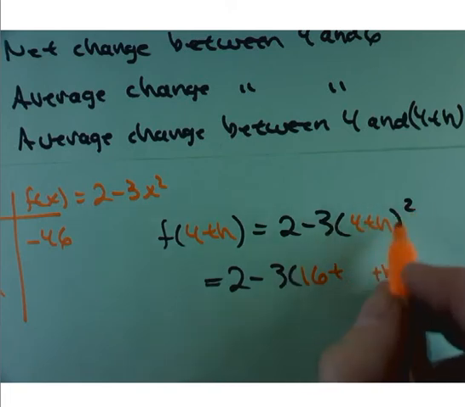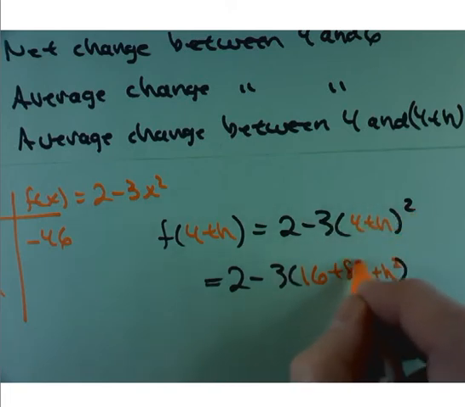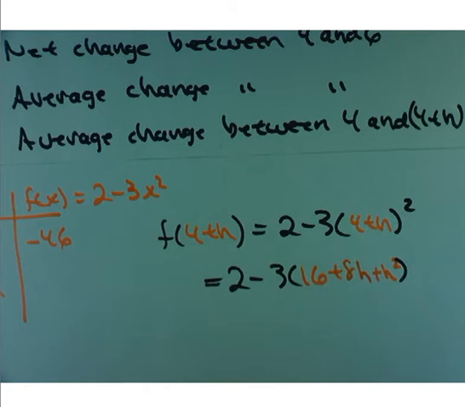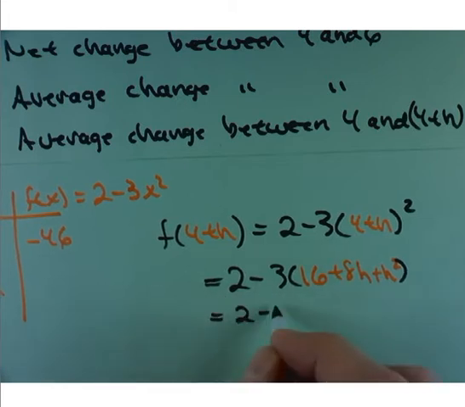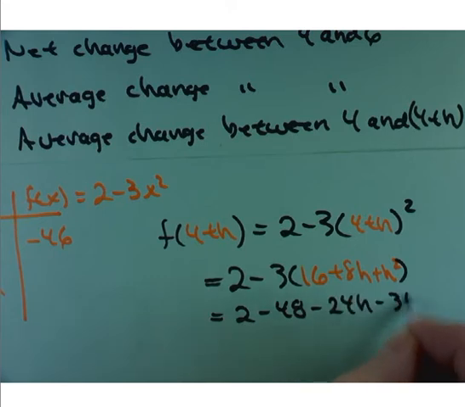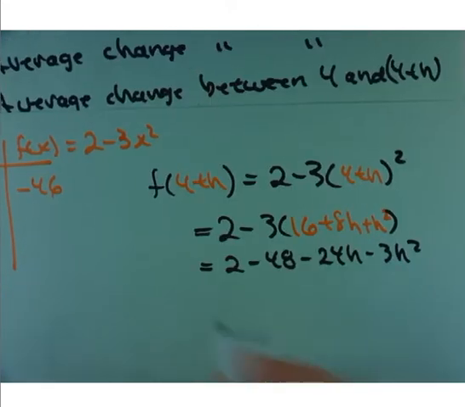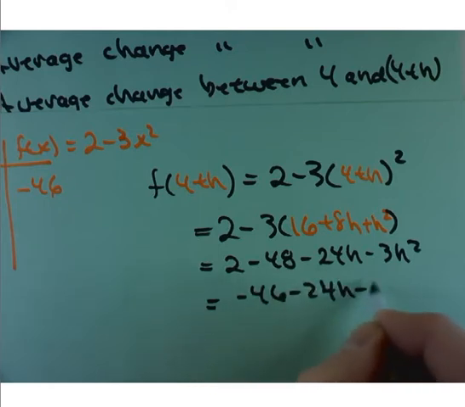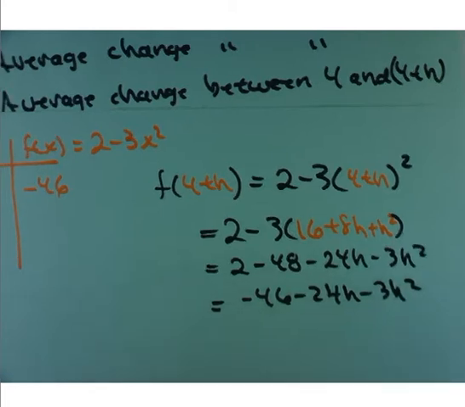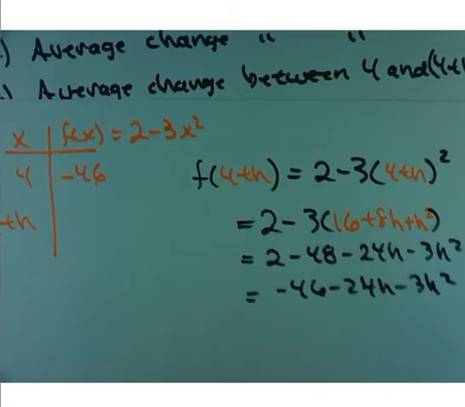2 times 4 times h. 8h. 8h. So that's your middle term. Let's distribute the negative 3. That's 2 minus 48 minus 24h minus 3h squared. And I can combine like terms here and get negative 46 minus 24h minus 3h squared.